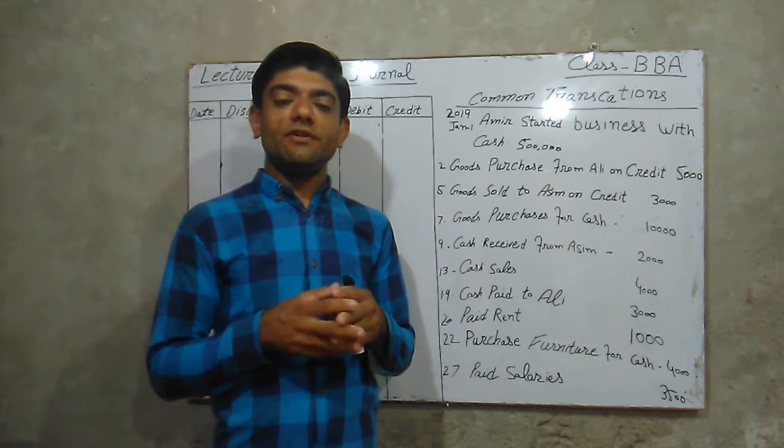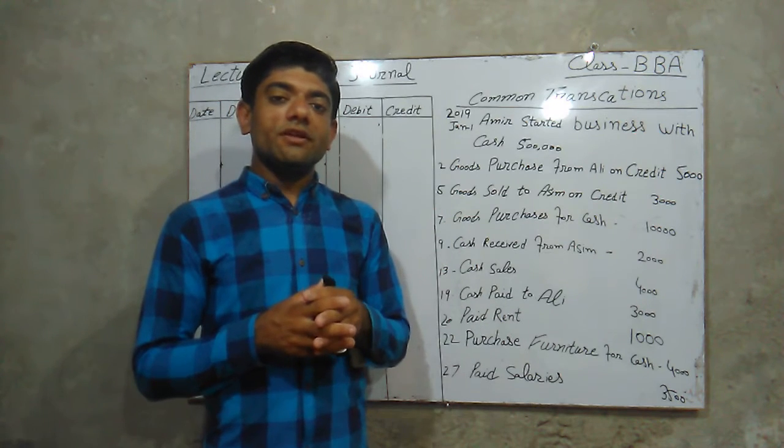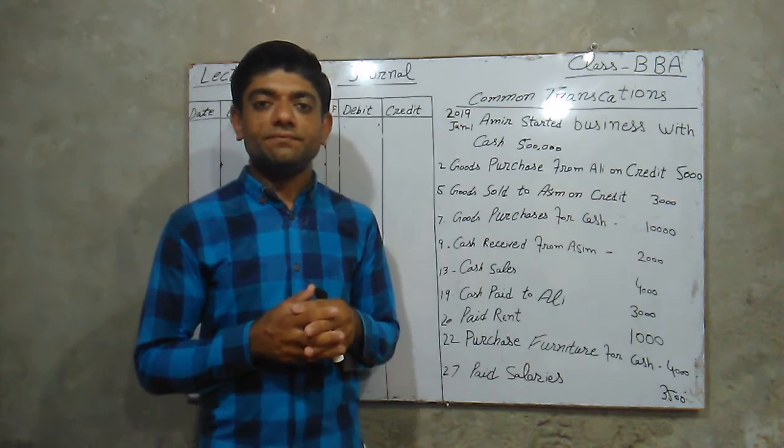In the previous lecture, we discussed the rule of debit and credit and also discussed how to make a journal entry of different transactions. Today I am going to discuss common transactions of journal.